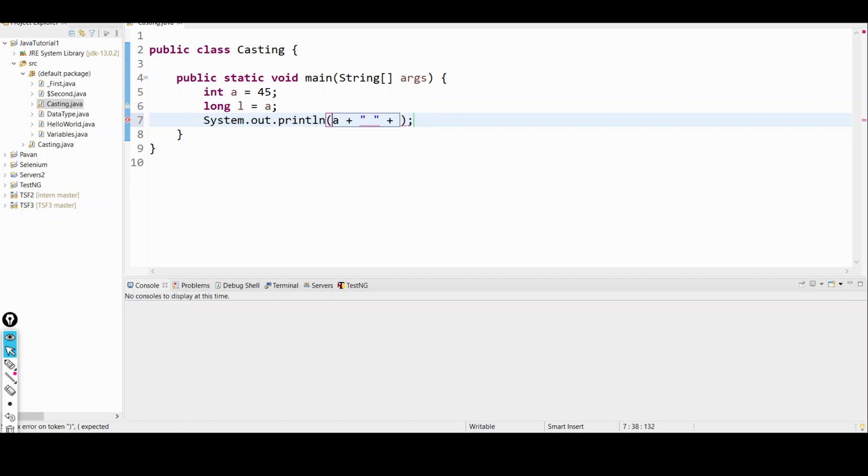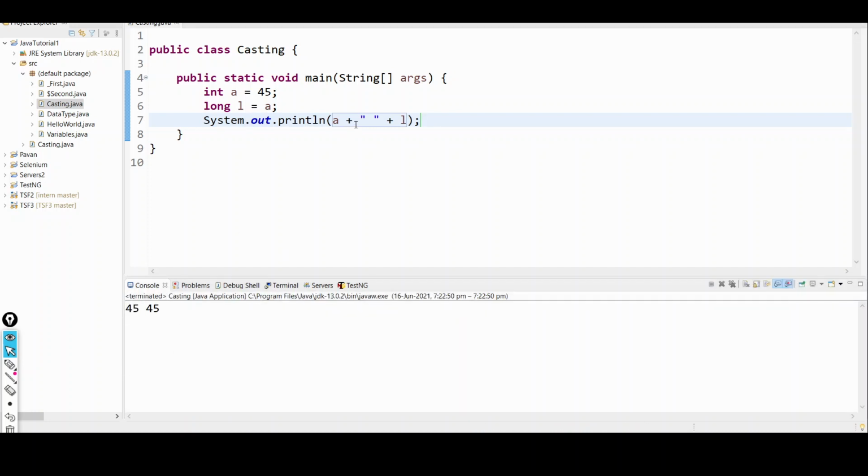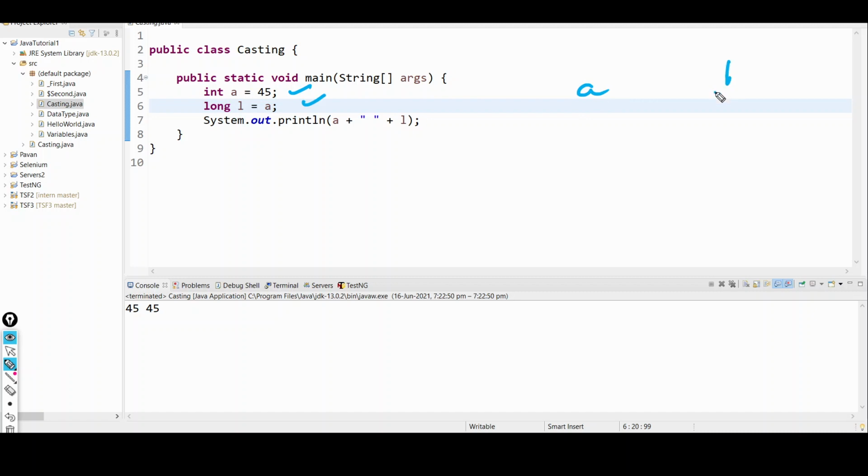See, it is coming out to be 45 space 45, right? Because as I said, I am casting the value of int a to the long l. So in the memory there are two variables that are being declared, a and l. So a is giving this much space and l is giving this much space. So can I store this space inside this? You would say easily, right?